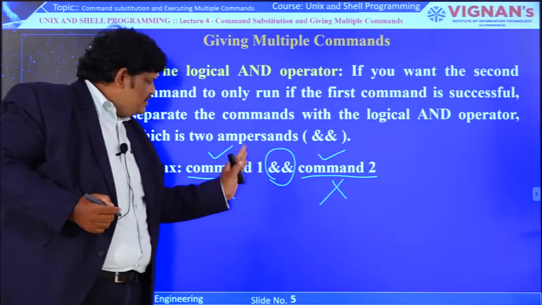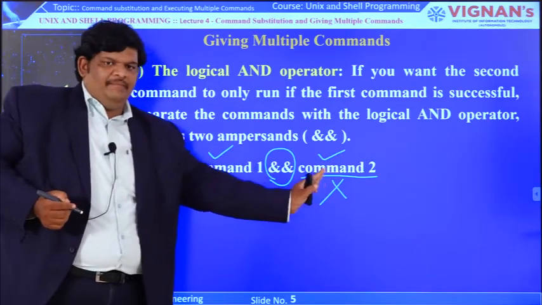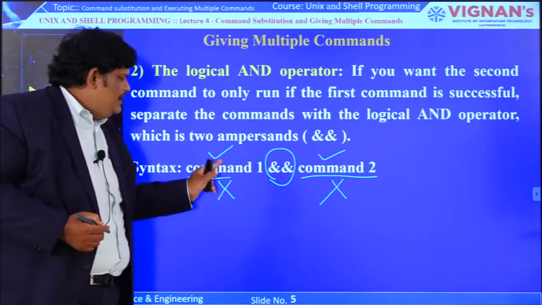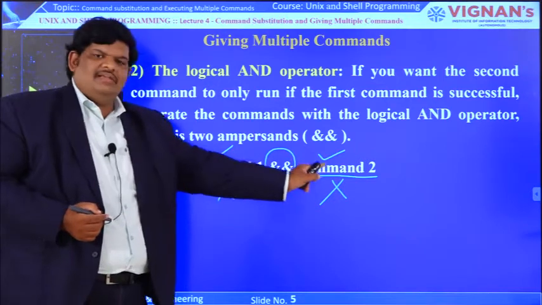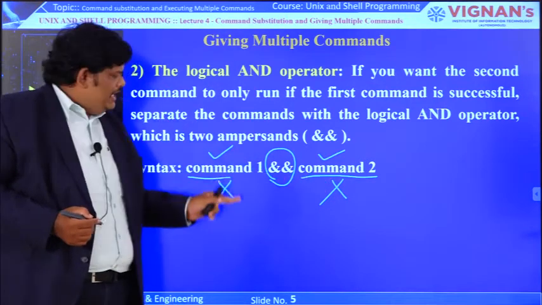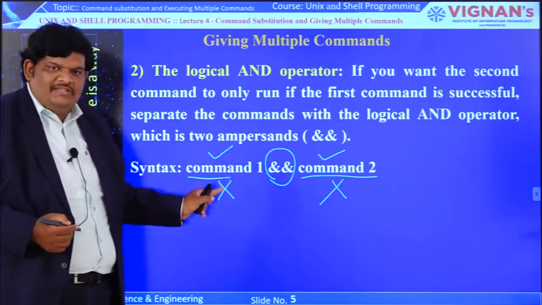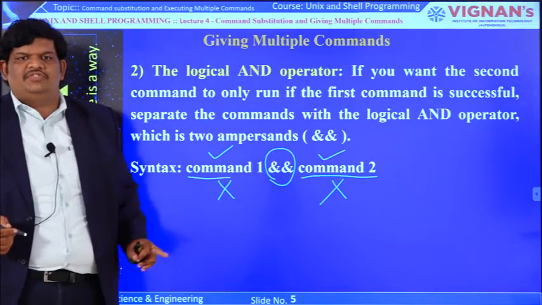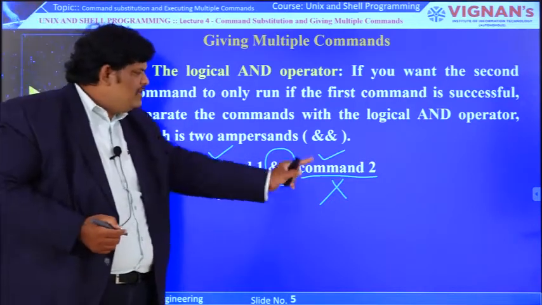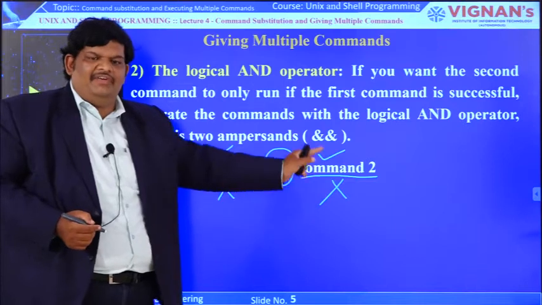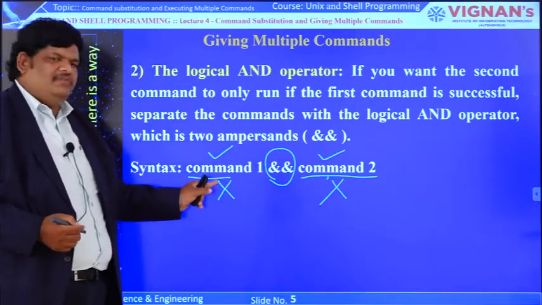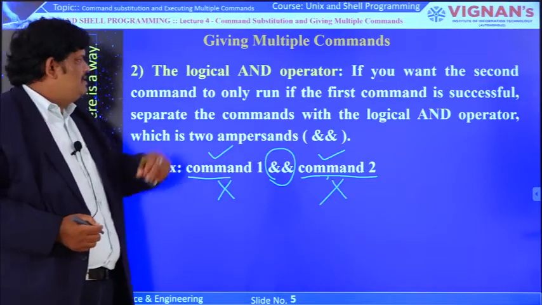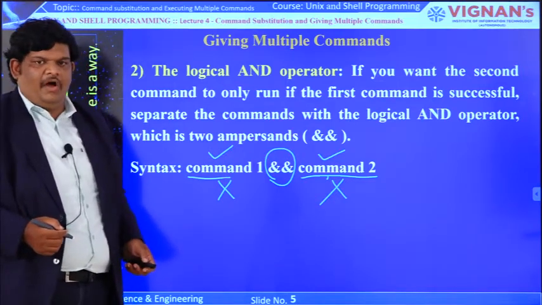That means the shell will not execute this command. Once again, if command 1 is executed successfully, then the shell will execute the second command. If command 1 fails, the execution stops right there. Even though there is no error in command 2, the shell will never execute command 2, because right from the start command 1 fails. This is the use of the logical AND operator.